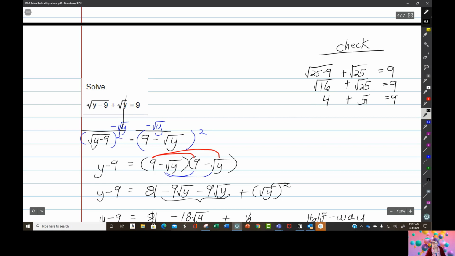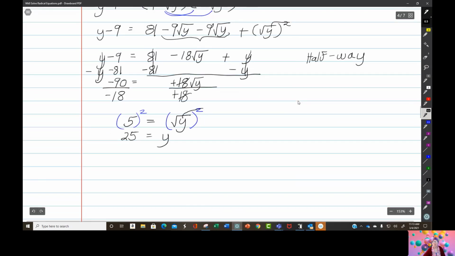And it looks to me like 4 plus 5 is 9, and 9 equals 9, and this is true, which means that x really does equal 25. So x equals 25. And now we know for sure.